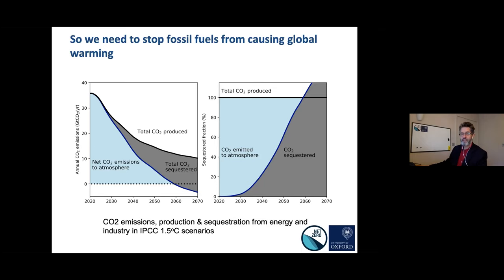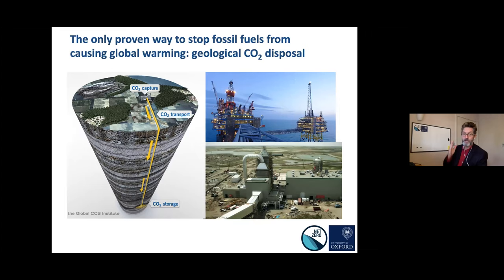And the grey wedge here is the carbon dioxide that is re-injected back into the Earth's crust, that is permanently sequestered geologically back into the Earth's crust in these scenarios. And this is important because this is the only way to stop fossil fuels from causing global warming in the long term: to re-inject the carbon dioxide they generate back into the Earth's crust. And this has been going on for decades in the Sleipner gas field, for example, in Norway. They've been re-injecting CO2 into subsurface aquifer formations. And once you inject it, it stays there.